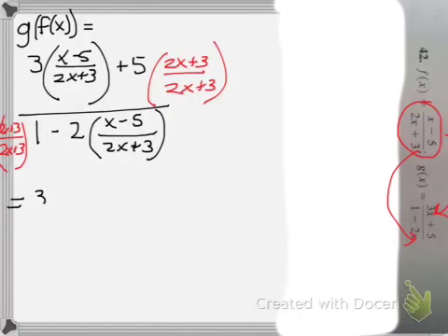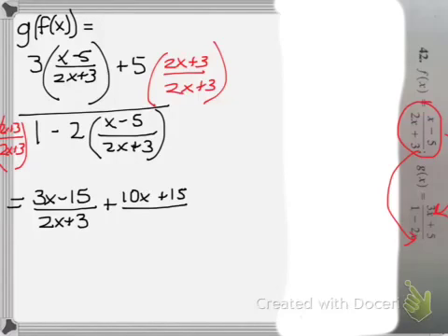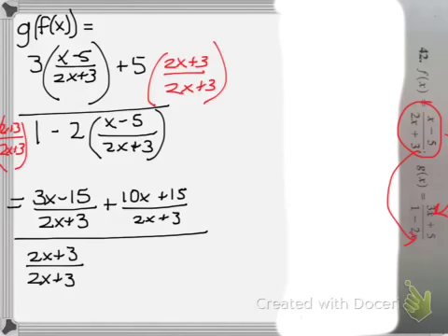So on the top, when I distribute the 3 out, I get 3x minus 15 over 2x plus 3. And then on the second term on the numerator, I get 10x plus 15 over 2x plus 3. Now going down to the denominator, 2x plus 3 over 2x plus 3 times 1 is just 2x plus 3 over 2x plus 3. And then distribute that negative 2 out to everybody. Negative 2 times x is negative 2x. Negative 2 times negative 5 is positive 10.